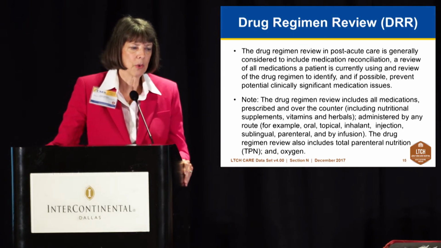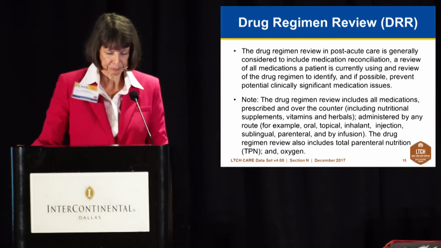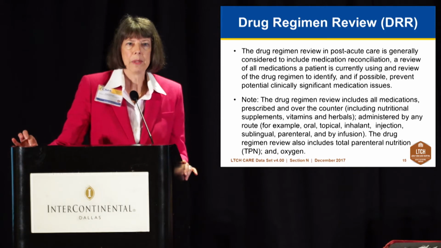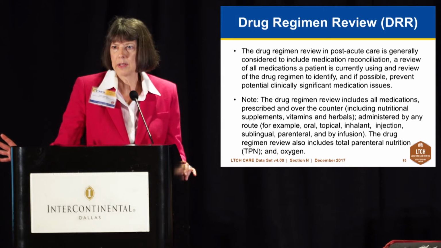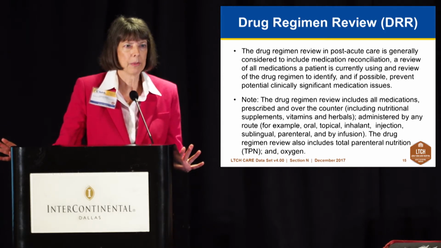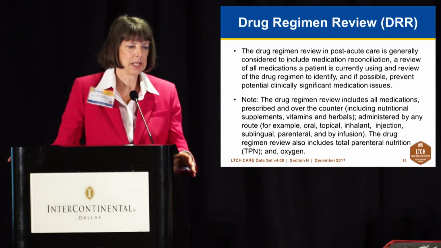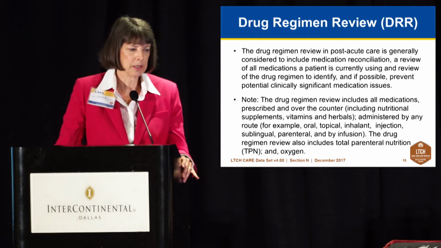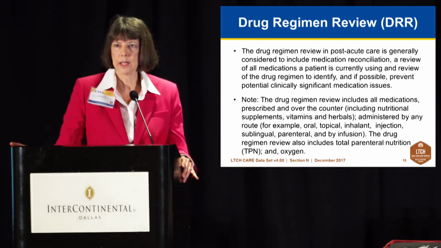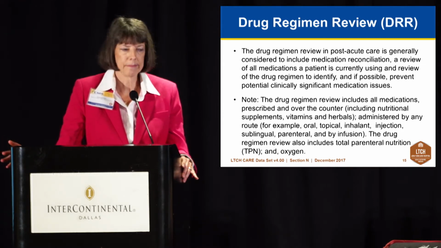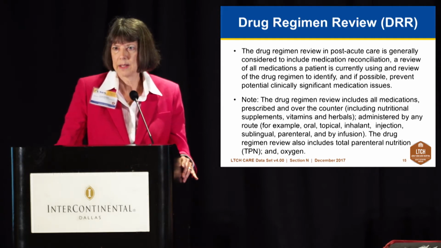all medications prescribed and over the counter, including nutritional supplements, vitamins and herbals administered by any route. So you're going to be looking at all the different routes that patients receive medication, whether it's oral or topical, inhalant, injections, sublingual, parenteral, and by infusion. So the drug regimen review also looks at total parenteral nutrition, TPN, and oxygen as well.